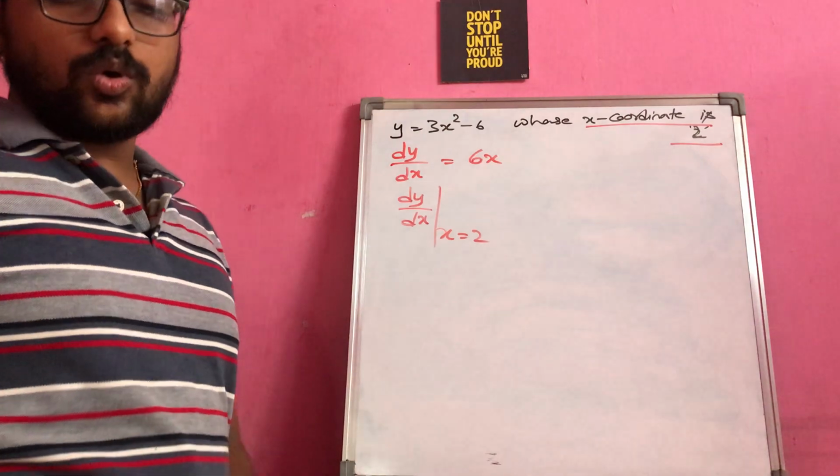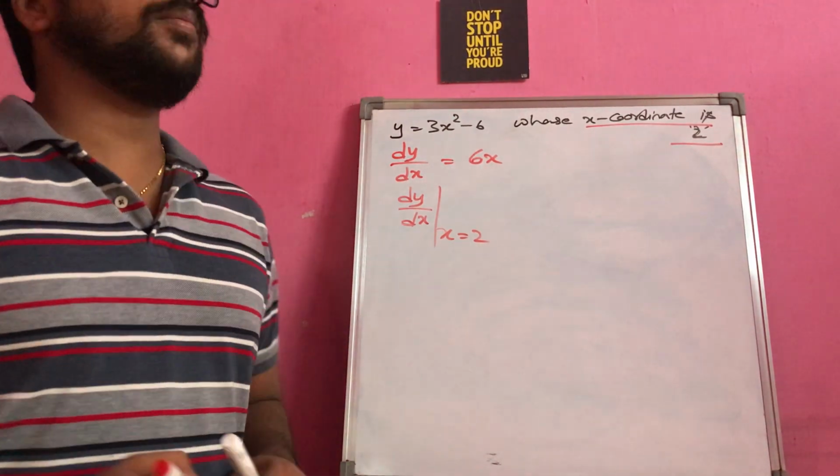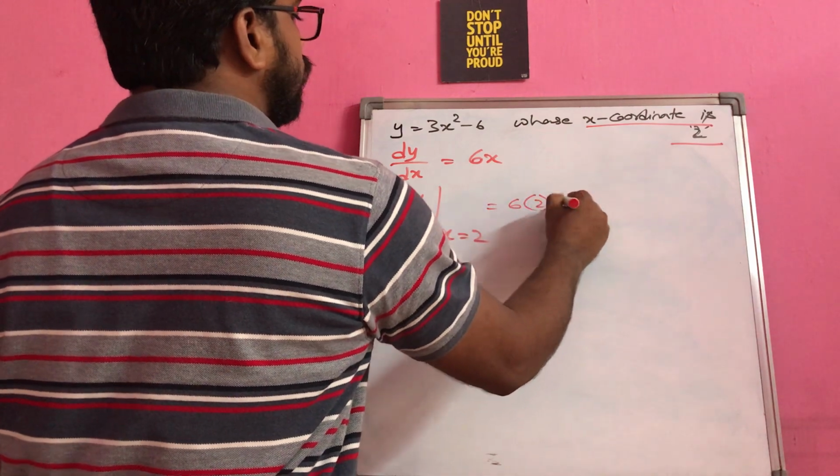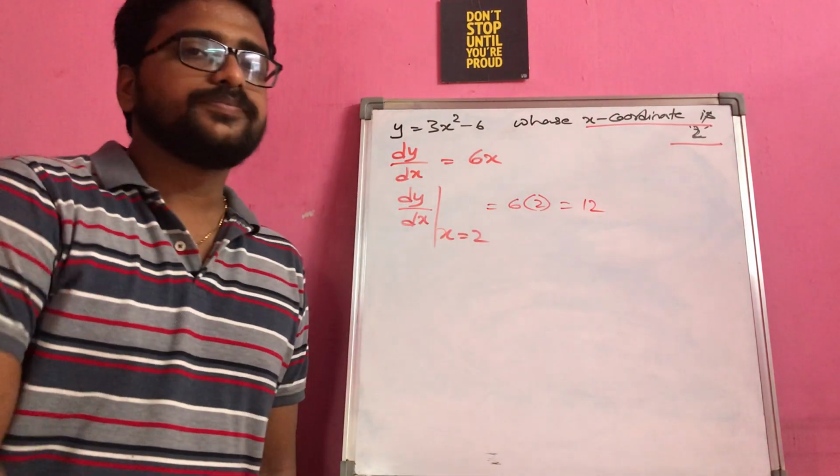See, as I told you, whatever slope you are going to get should not be a variable, it should be a constant. It is equal to 6 into 2, that will give you 12.